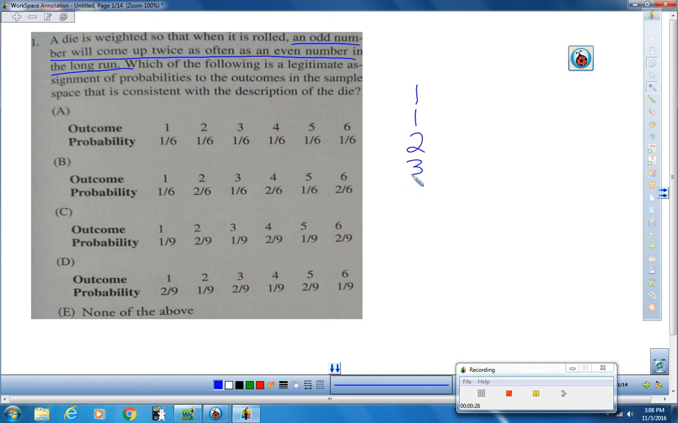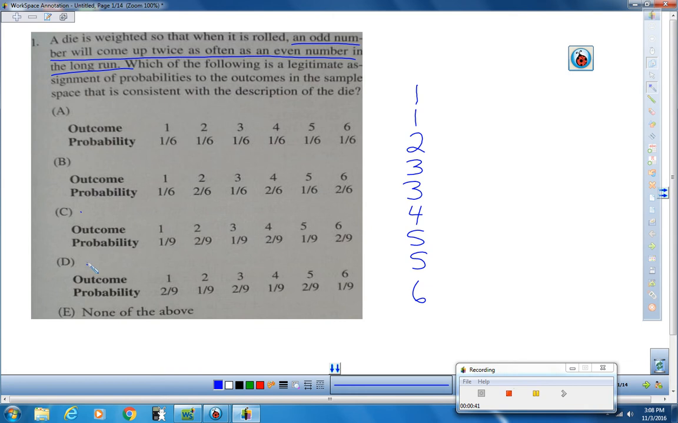Odd numbers 3, twice as likely to occur as even numbers 4. And the same works with 5 and 6. If I count all my possibilities, now that gives me 9 outcomes. So I only have 2 possibilities, C or D, for my answer.